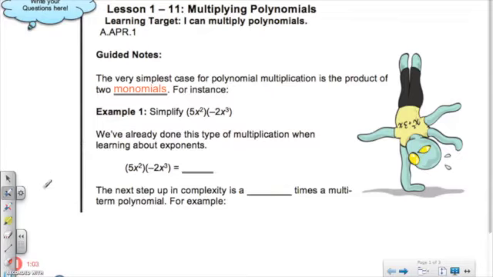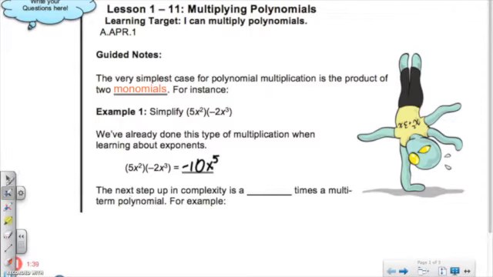But just as a quick refresher for you, what you would do here is you would multiply your coefficients. Remember, your coefficient is the number that's being multiplied by your variable. So in this case, it would be 5 times negative 2, which is negative 10. And then you would multiply your variables. X squared times x to the third, we're going to add those exponents, and 2 plus 3 is 5. So my answer is negative 10 times x to the fifth, and that's done.